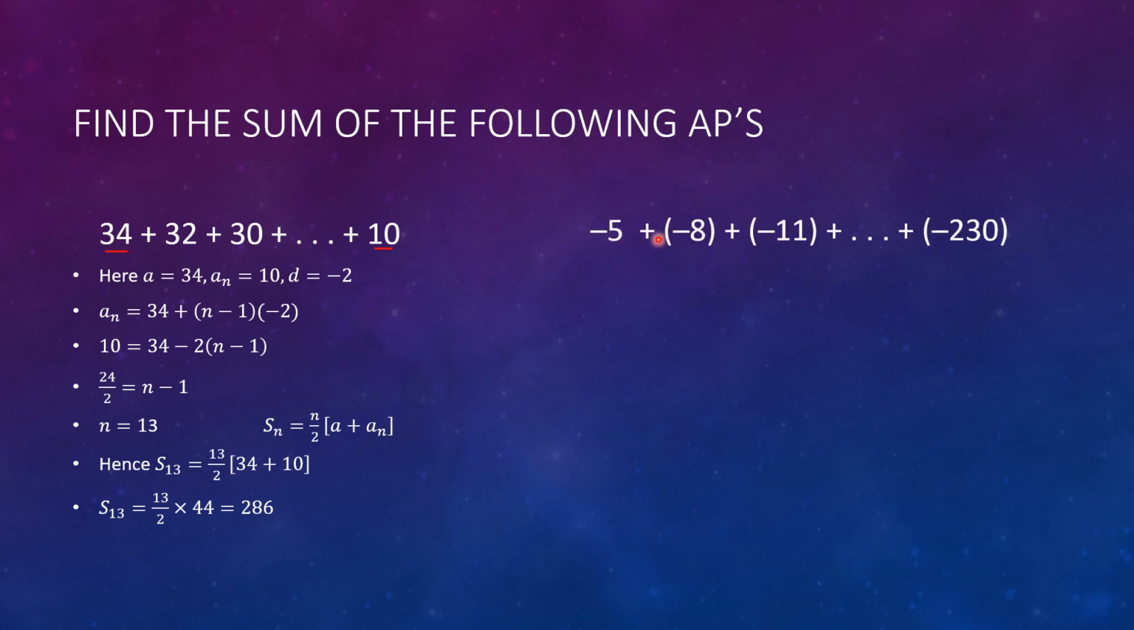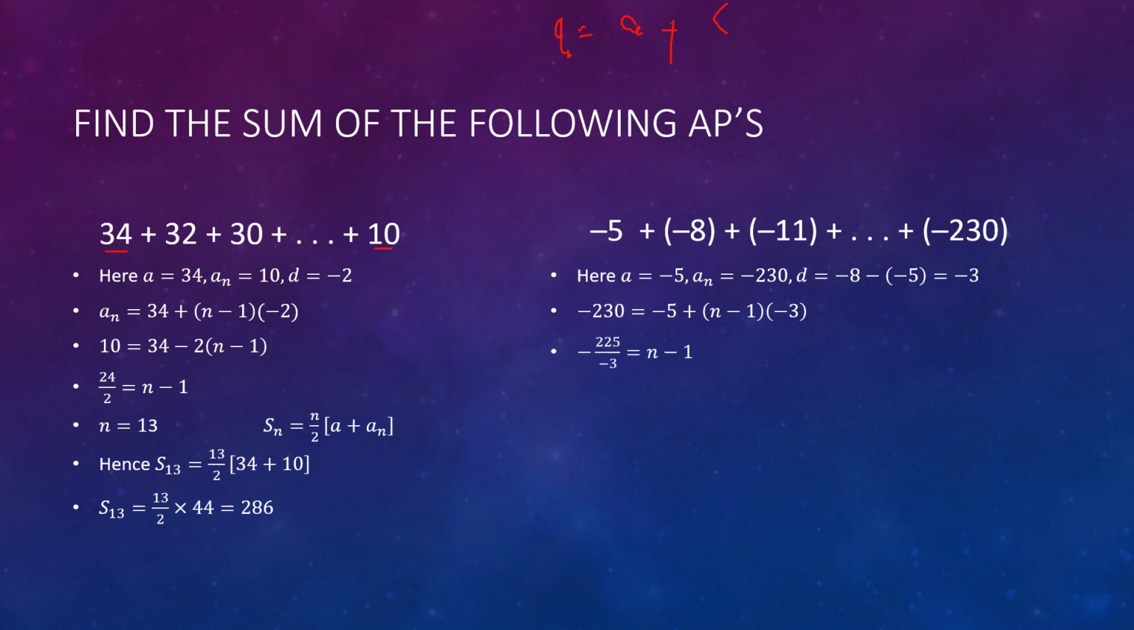Next, here my A is minus 5, D will be minus 3. Subtract these two, I'll get minus 3. Again, AN is minus 230. See, A is minus 5, AN is minus 230, and D is minus 3. Since I know AN, first I will find N. So again, apply the same formula. AN is equal to, I hope you remember the formula of AN. AN is equal to A plus (N minus 1) D. Am I right? Yes, you know. So I think you know the formula.